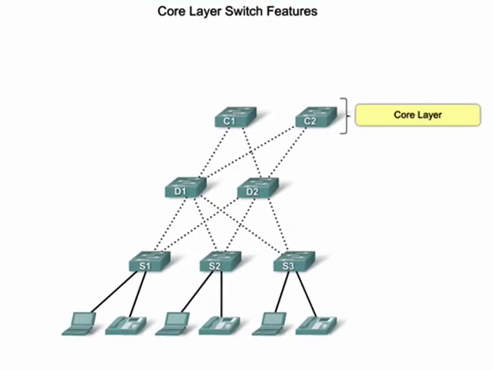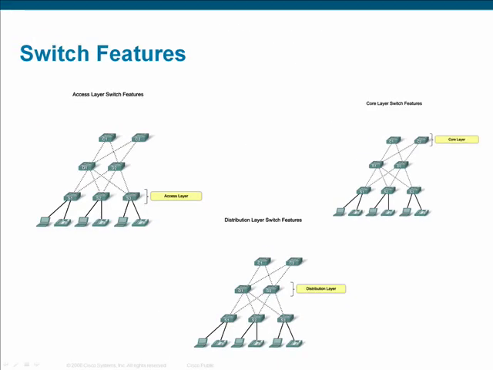Core layer switches should include 1 gigabit per second or even 10 gigabit per second links to accommodate the large volume of traffic that will traverse the network backbone. Layer 3 support, redundant components, link aggregation capability, and very high forwarding rates should also be implemented at the network's core.